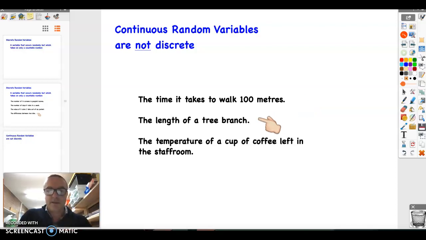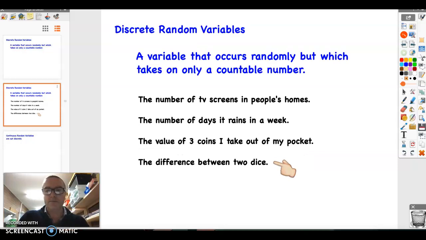Things that we measure, like the length of a tree branch, again that's a continuous random variable. Tree branches don't jump from being 30 centimeters long to 31 centimeters long. There's a whole range of values, an infinite number in fact, between 30 and 31. If we were to talk about the temperature of a cup of coffee left in the staff room, again that's something that we measure. Usually things that we measure are continuous random variables. So in this lesson we're going to focus on the discrete variables, things like these, and we'll talk about their distributions.